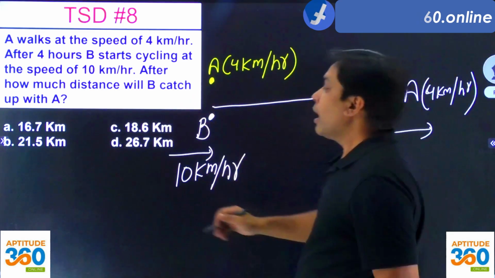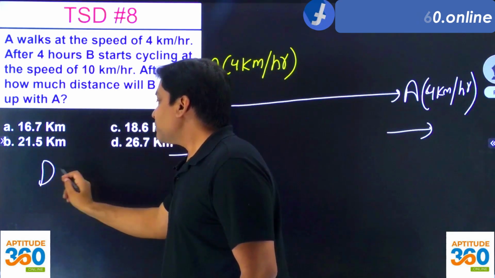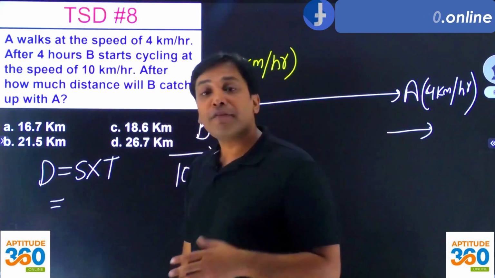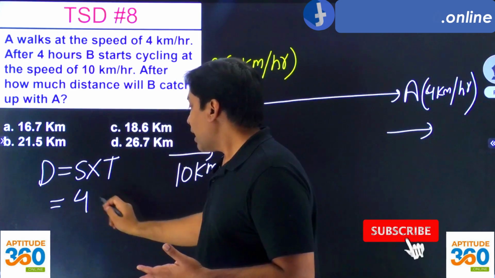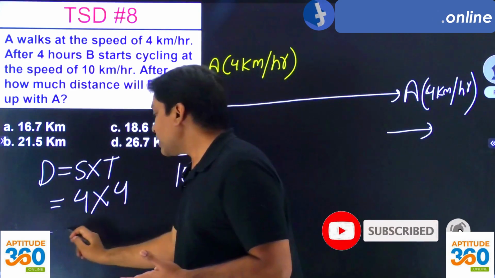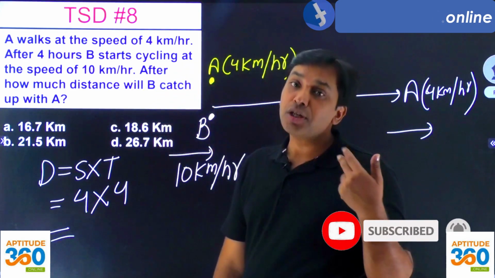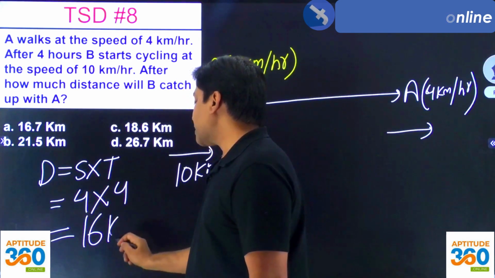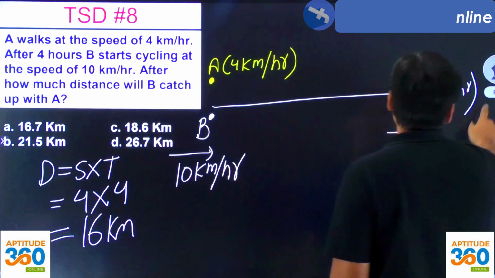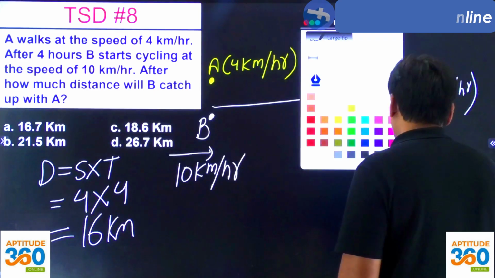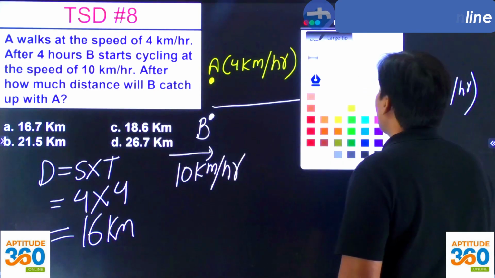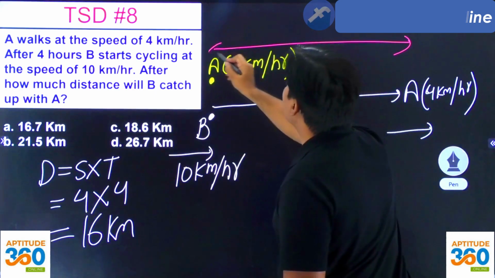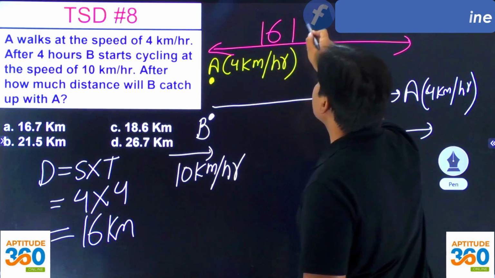Understand this, distance is equal to speed into time, and what was the speed of A? 4 kilometers per hour, and for how many hours only A ran in this direction? 4 hours. So 4 into 4, what is this? 16 kilometers. So by the time B starts moving in the same direction, A already has covered a distance of 16 kilometers.